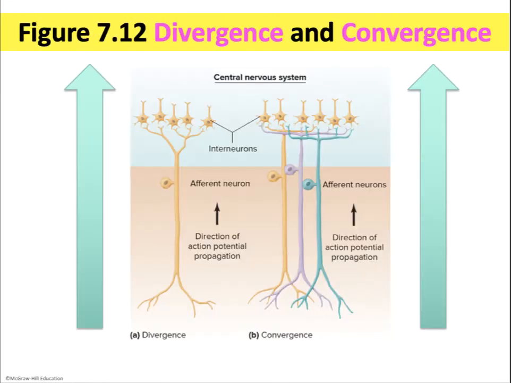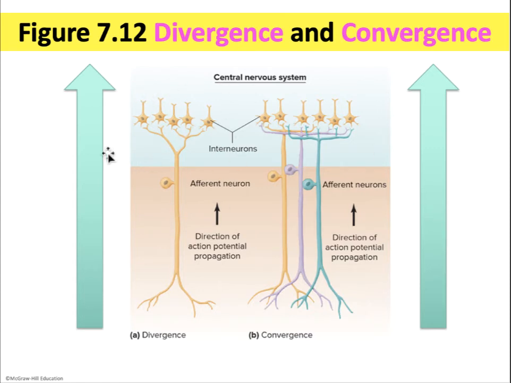Another architectural outcome is that of divergence versus convergence. In divergence, we have one neuron that interacts with multiple neurons once it enters the central nervous system. So information from this one neuron can be conveyed to multiple centers in the brain. In convergence, multiple neurons converge on a set of interneurons in the central nervous system. Of the two, which one conveys more information?